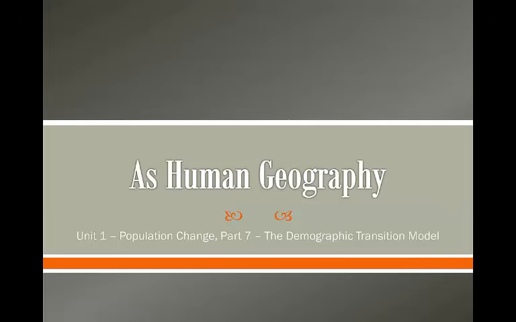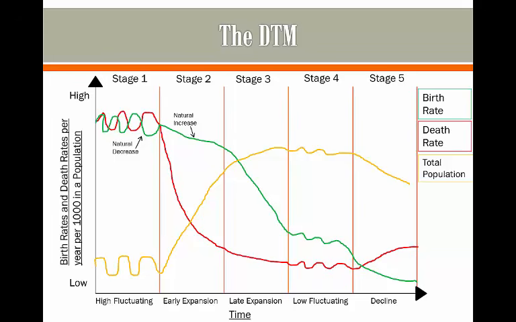Today we will be looking at the demographic transition model. The demographic transition model is also shortened to the DTM, and it's basically a model that shows how population changes over time as the birth and death rate change as a country develops through these 5 stages. So I'm going to talk you through how this model works.